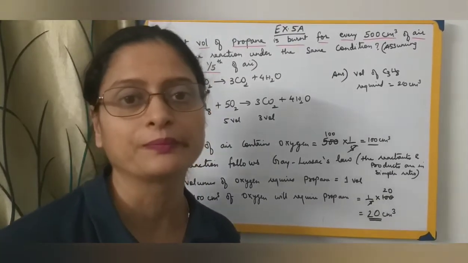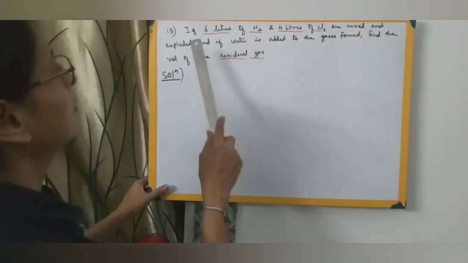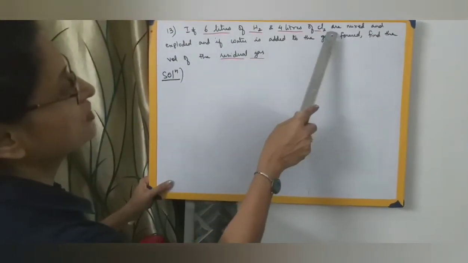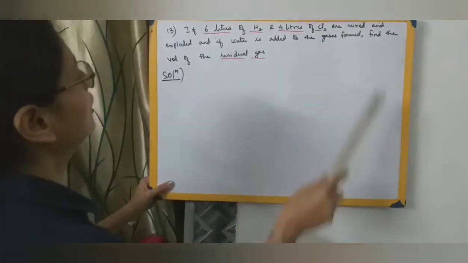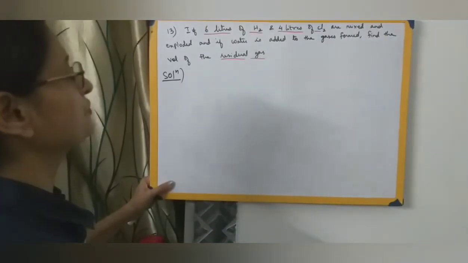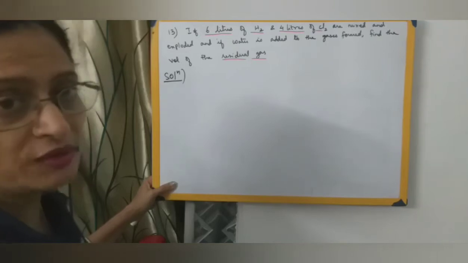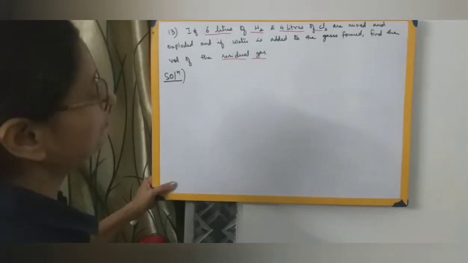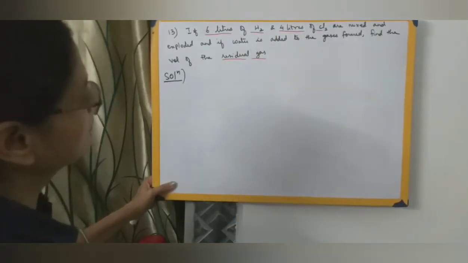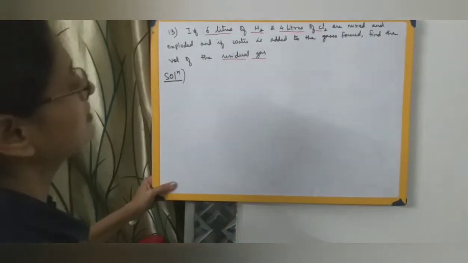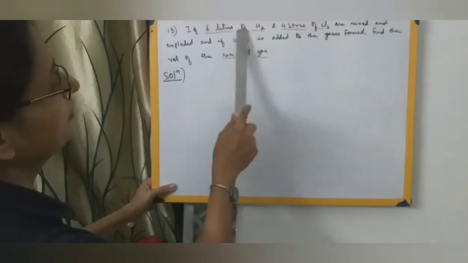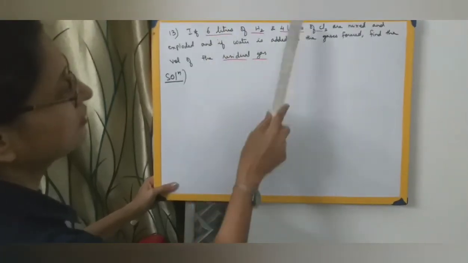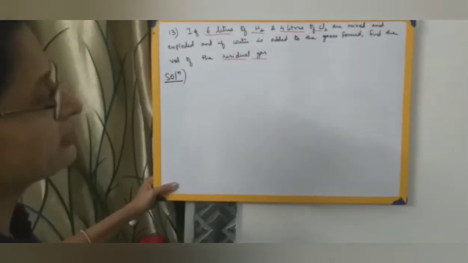Okay, next: if 6 liters of hydrogen and 4 liters of chlorine are mixed and exploded, and if water is added to the gases formed, find the volume of the residual gas. So first let us understand the meaning. And one more thing, this question was asked in 2015. In the year 2015, the same question was asked. They will just change the volumes and the same can be repeated. So that means hydrogen and chlorine are being taken. Hydrogen is in 6 liters and chlorine is in 4 liters. They have been mixed together and exploded.